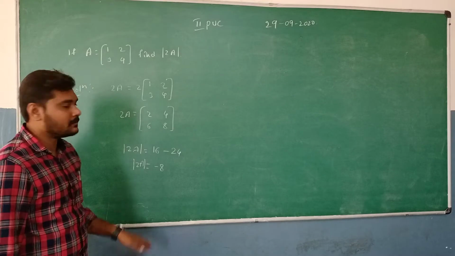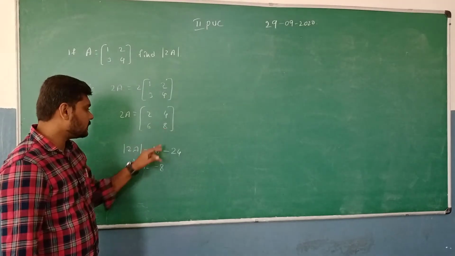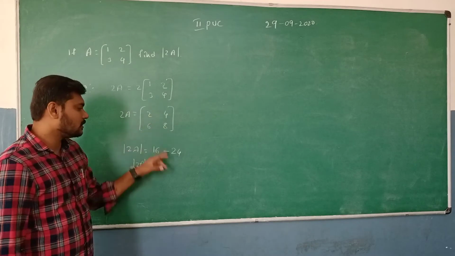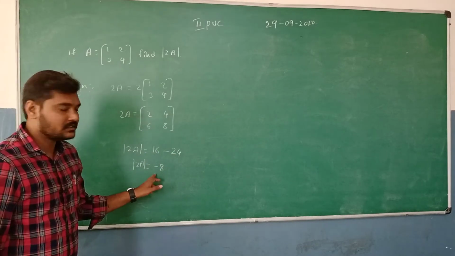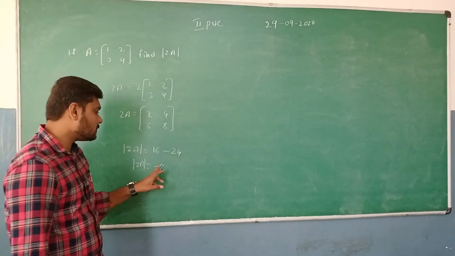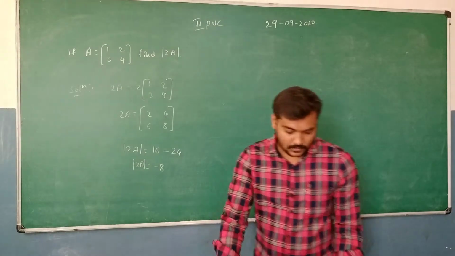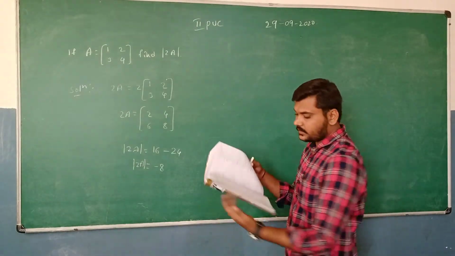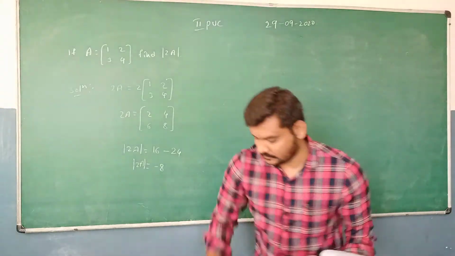Then we need to find the determinant of the obtained 2A. So the determinant of 2A is equal to 2 into 8, that's 16, minus 6 into 4, that's 24. Then 16 minus 24 is minus 8. This is the required determinant of 2A, equal to minus 8. Just pause the video to note it down. The next one is, we just need to note this one.